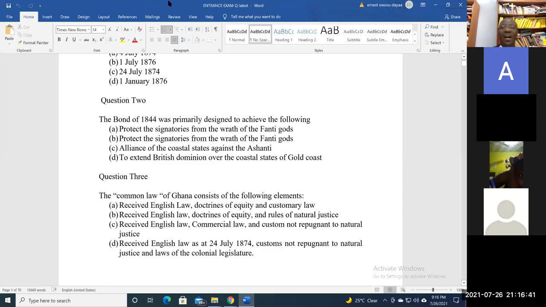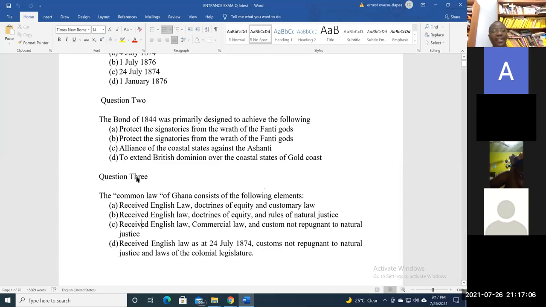So those who opted for C, can you explain why you went for C? You can put up your hand. Let me see. Nobody's hand is up. Okay, let's move on.